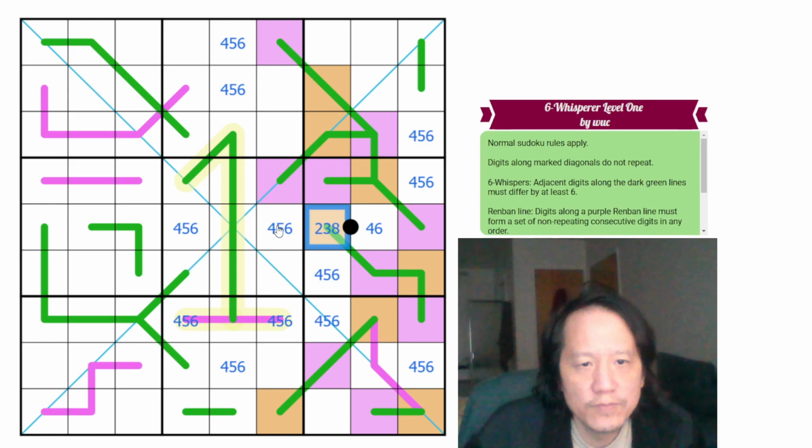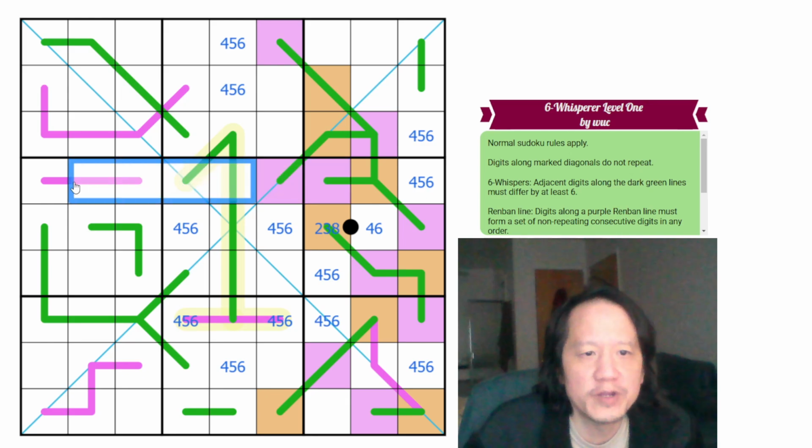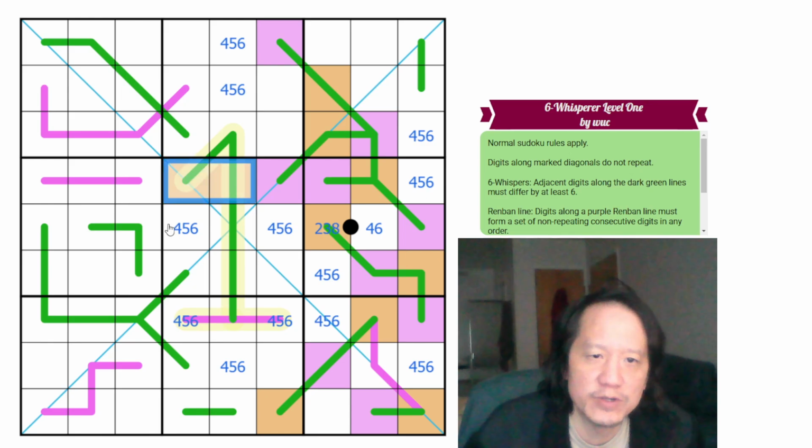Let's see. We know these are the same set. And if they were both pink, that would mean 4 pinks in row 4. So therefore, these cannot be pink. They must be orange, which must be next to a pink. And that must be next to a pink. Therefore, this has to be orange. This has to be pink then.